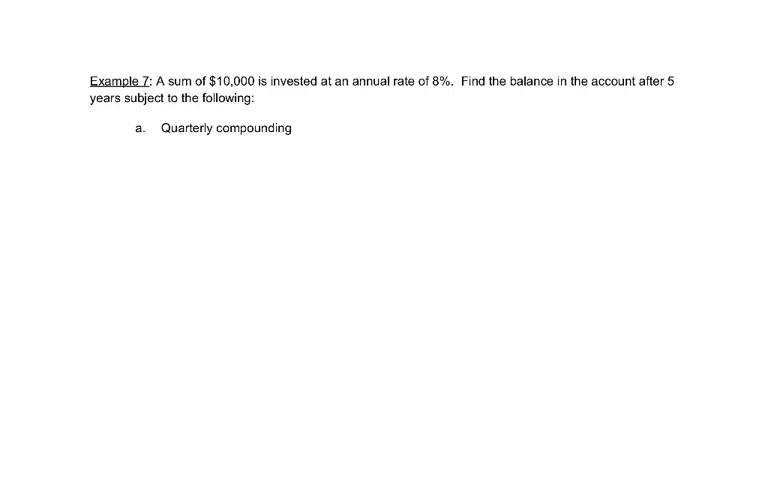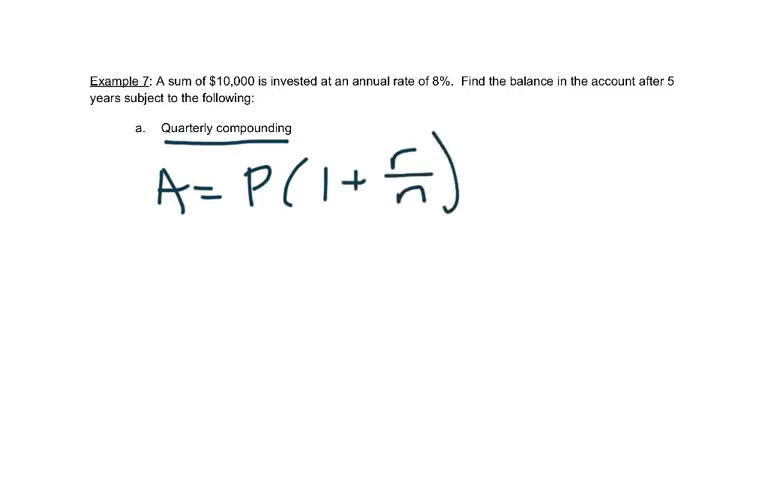So let's look at this example. It says a sum of $10,000 is invested at an annual rate of 8%. Find the balance in the account after 5 years, with quarterly compounding. So that means we're using the first formula. Quarterly compounding means that it's compounded 4 times per year, just like 4 quarters in a dollar. So N is 4.